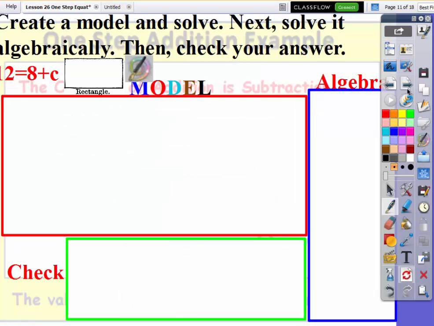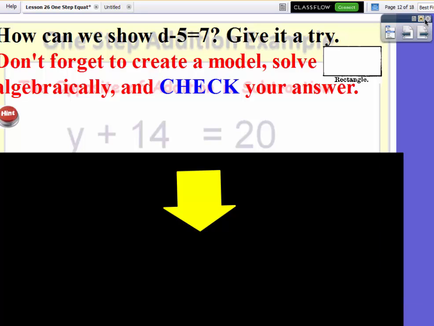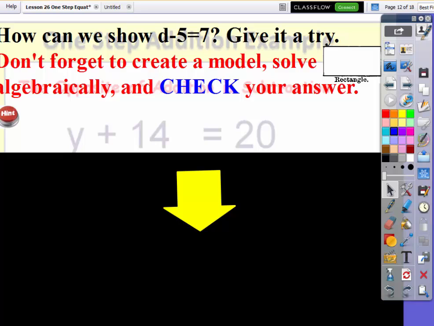And this next one's going to have something slightly different about it. So I want you paying careful attention. How can we show d minus 5 equals 7? Give it a try. Don't forget, we need to create a model, solve algebraically, and check your answer. Tell me if this seems correct.